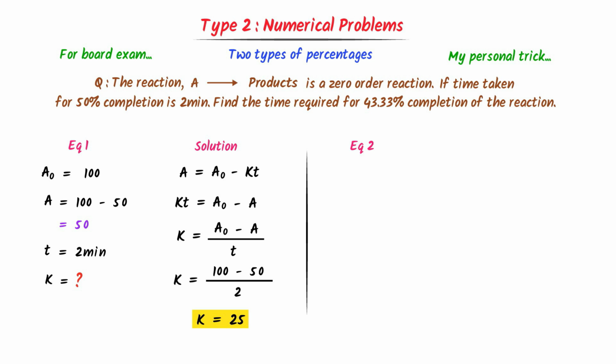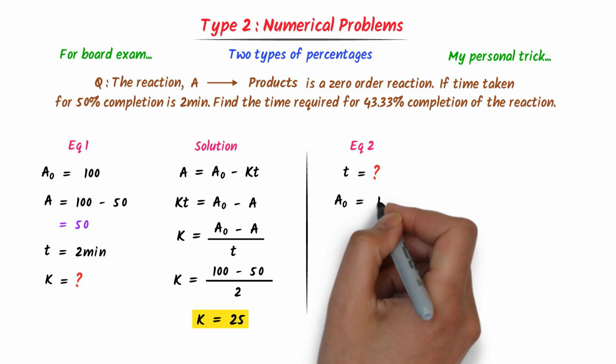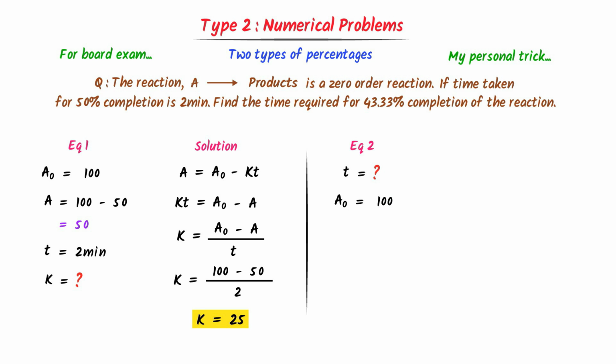Similarly, we are asked to find the time. I write time is equal to unknown. For 43.33% completion of reactant, let the initial concentration of A be A0 and it is equal to 100. I write A is equal to 100 minus 43.33%, which is equal to 56.67. It means that 43.33% concentration of the A reactant is used and the remaining or final concentration is A, which is equal to 56.67. Now according to the first equation, K is equal to 25.